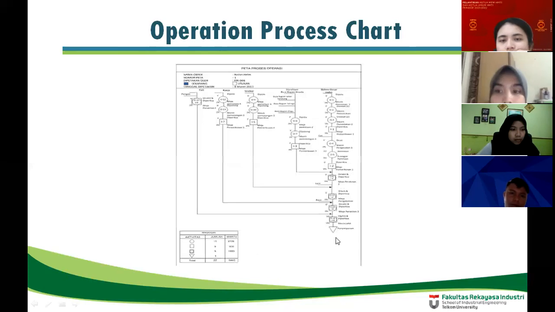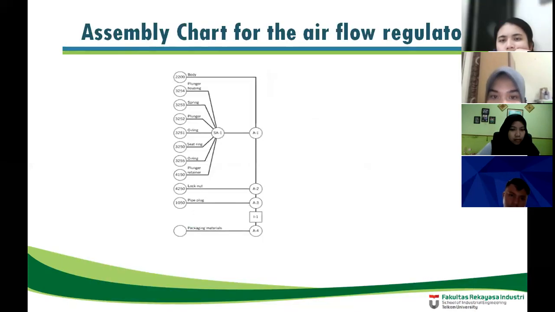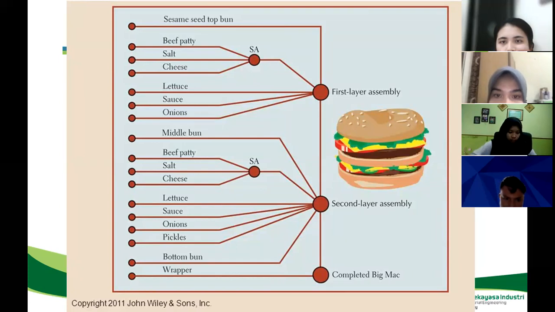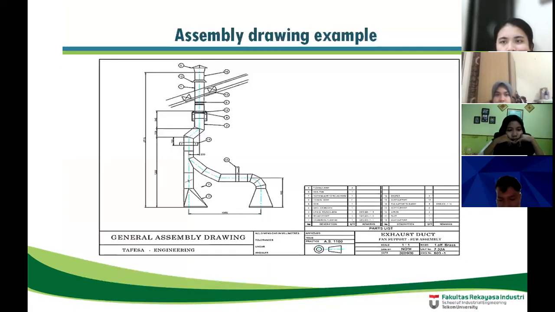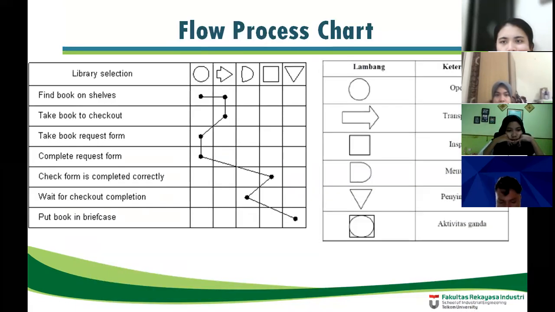Okay, this is the OPC one. Assembly chart. This is assembly. It just illustrates all the big picture, and then you can imagine that the picture itself consists of many aspects, many small elements. This is assembly drawing, for example. This is flow process chart. Like I said to you before, it needs the standard symbol, and this is the order of activity in making a product.